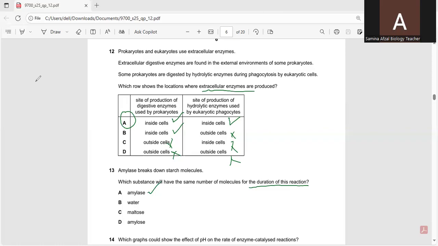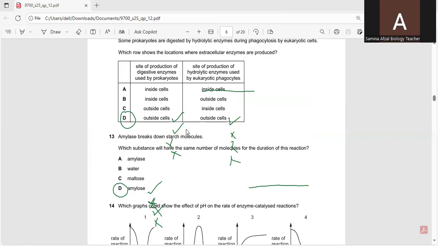Whereas the water can be used, and the quantity of maltose will increase as the starch breaks down. So B, C, D are not the correct options. Only A is the correct option because this is the enzyme which will remain the same throughout the reaction.